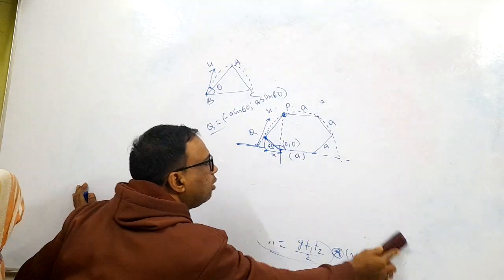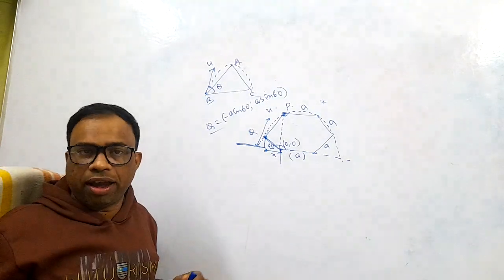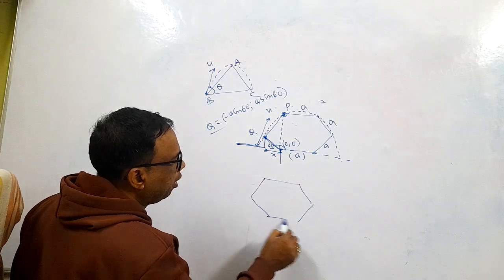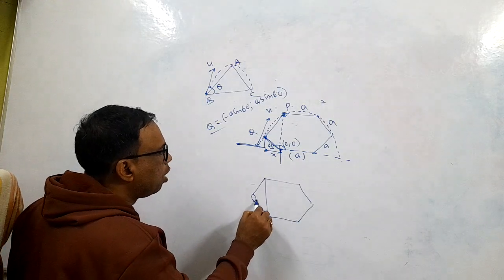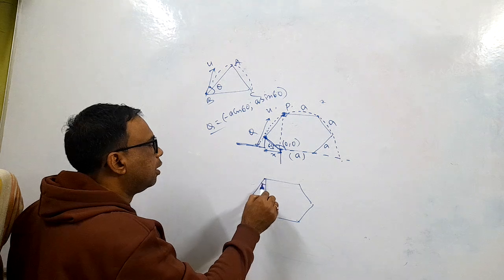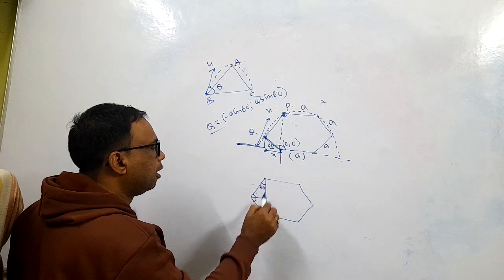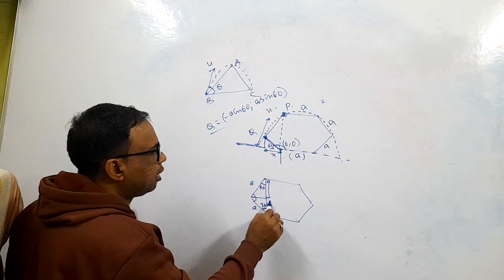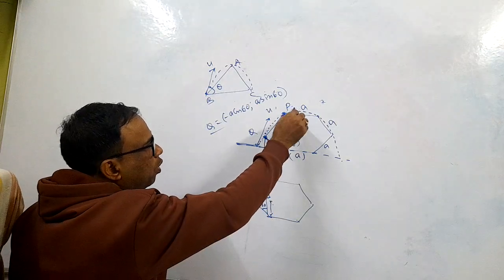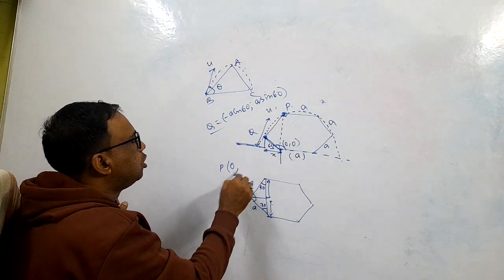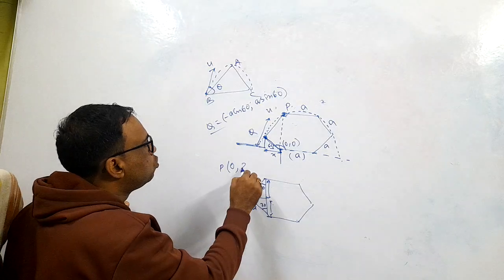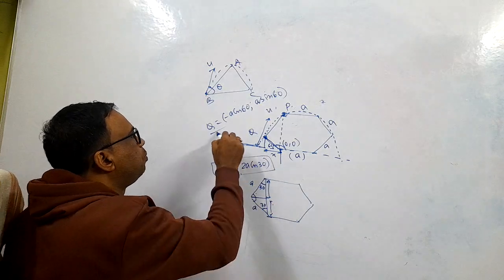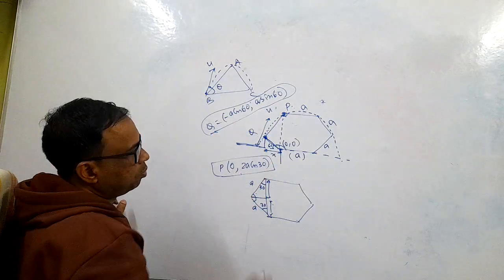In a regular hexagon, you can easily find this length because this angle is 120 degrees. So this is 60 and this is 30, so this is A cos 30, A cos 30. So the coordinates of P are 0 comma 2A cos 30. So you get the coordinates of P and you get the coordinates of Q.